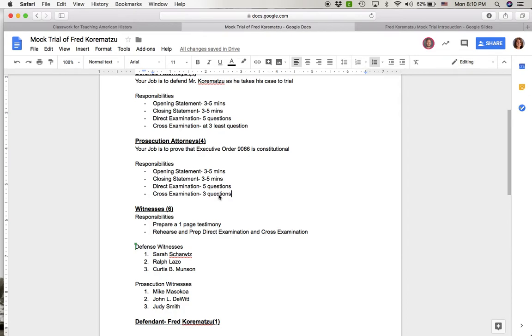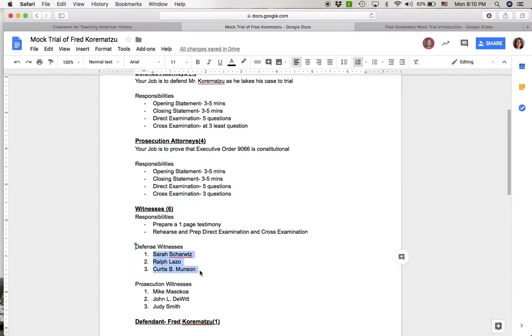Direct examination, this time you're directly examining your witnesses. So the prosecution is directly examining the prosecution witnesses. You will need to have 5 questions per person. And then the cross-examination, you'll have 3 questions, and that is for the defense's witnesses. So you will need to question them.